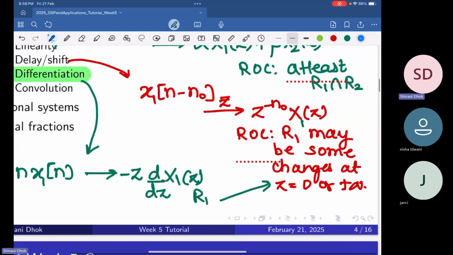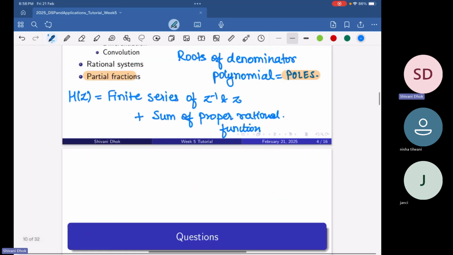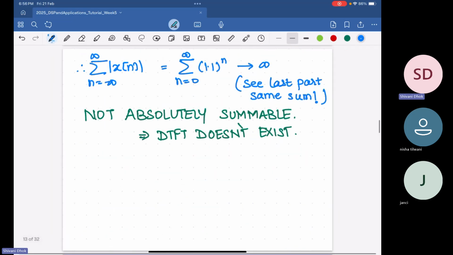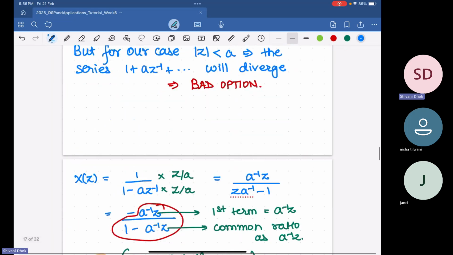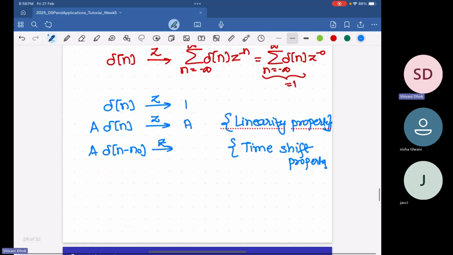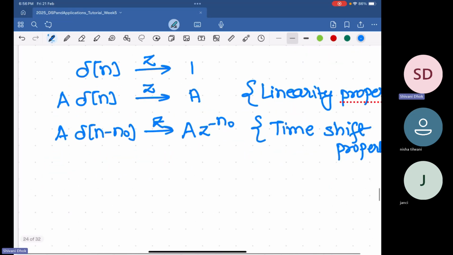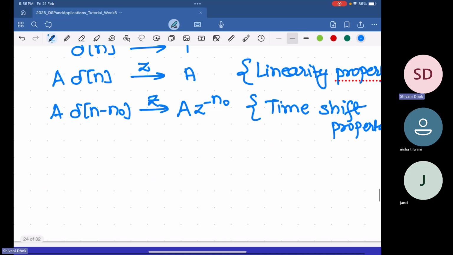It says that if I shift a signal x by n naught, then the z transform is given by z to the power minus n naught into x of z. So therefore, here what we get is a into z to the power minus n naught. Now let us write what we have.